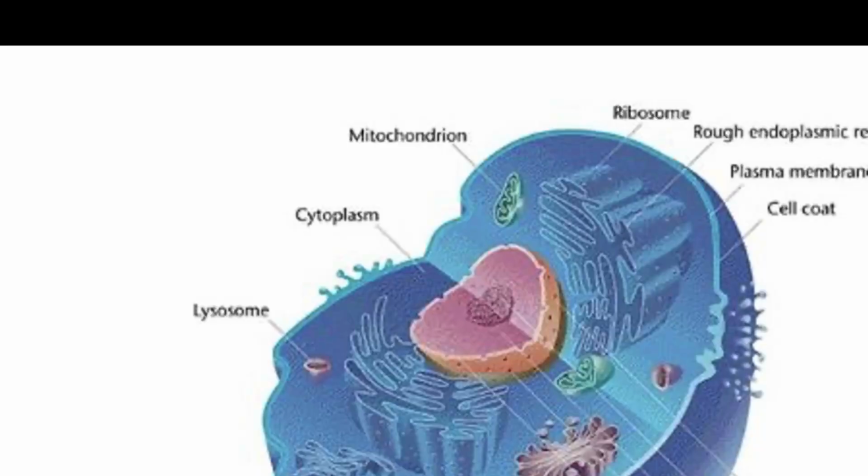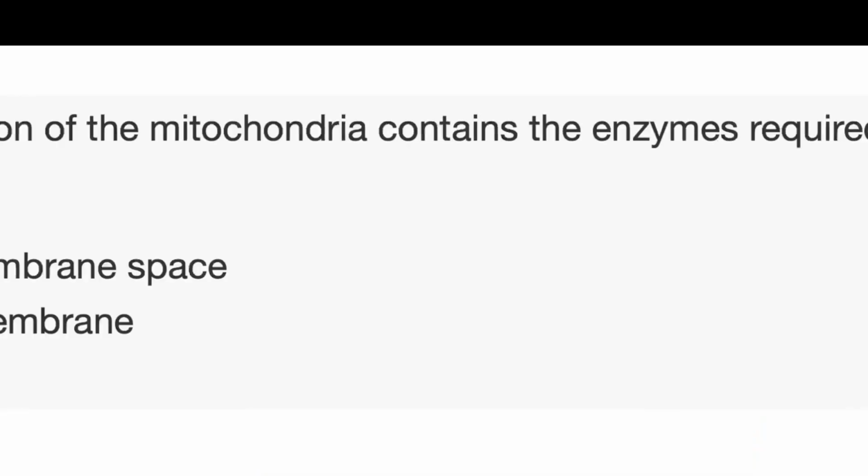Okay, moving on to the third question. Which portion of the mitochondria contains the enzymes required to run Krebs cycle? Now, this is a question. Which portion of the mitochondria contains the enzymes required to run Krebs cycle? Option A, cristae. Option B, intermembrane space. Option C, inner membrane. Or option D, matrix.